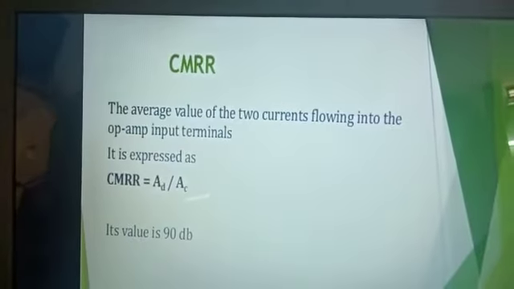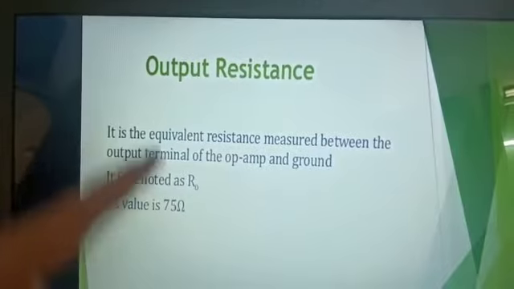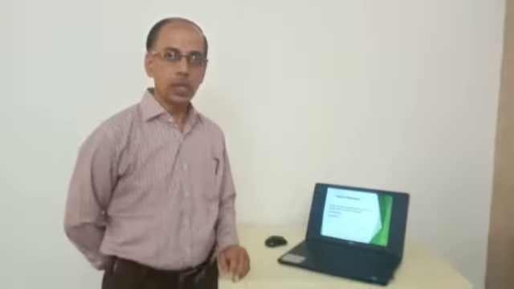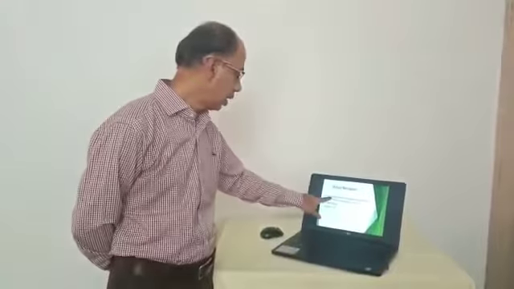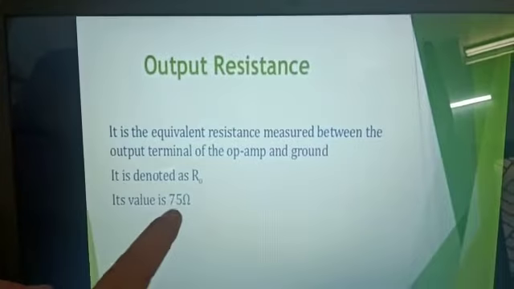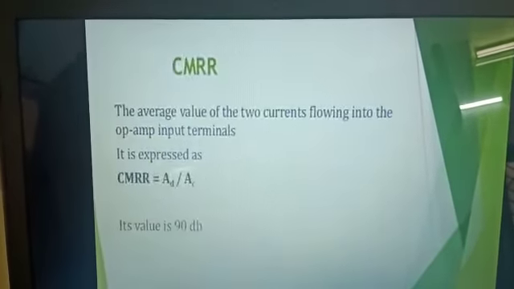The next parameter is the output resistance. Already the ideal characteristics of an op amp say input resistance is infinite, output resistance is 0. Here, output resistance is the equivalent resistance measured between the output terminal of the op amp and ground. It is denoted as R0. It is very small; ideally you can say 0, but its value is nearly 75 ohm.